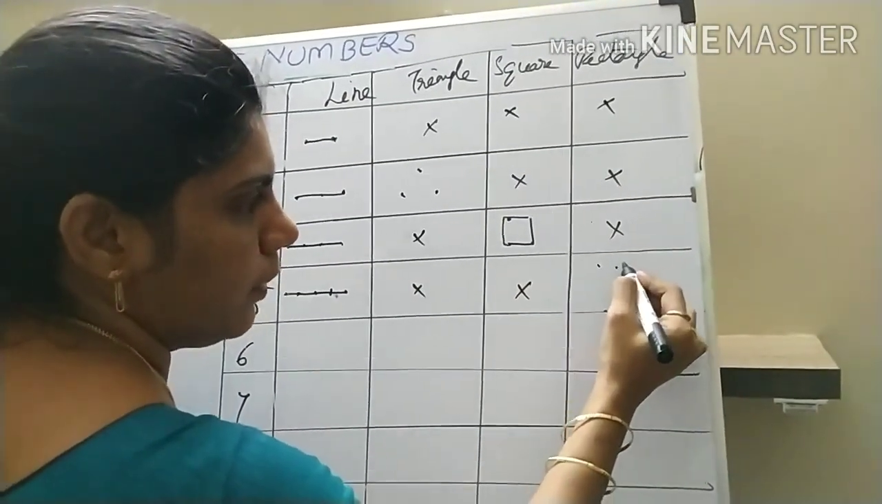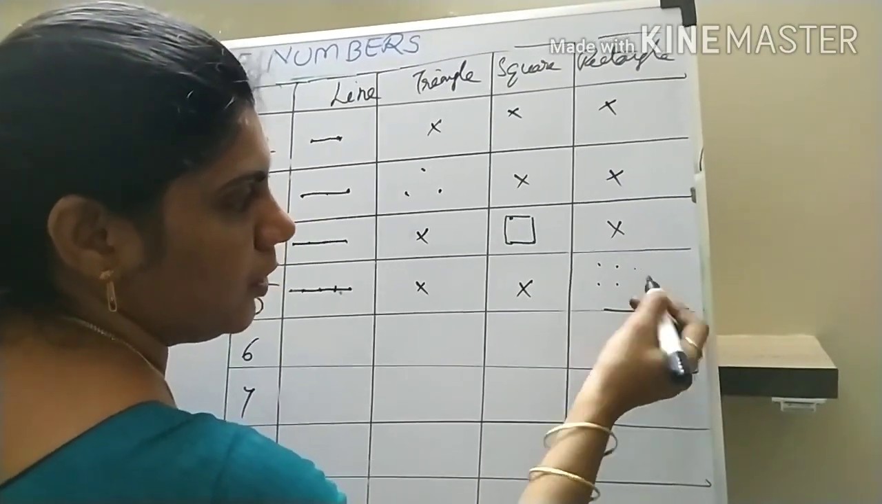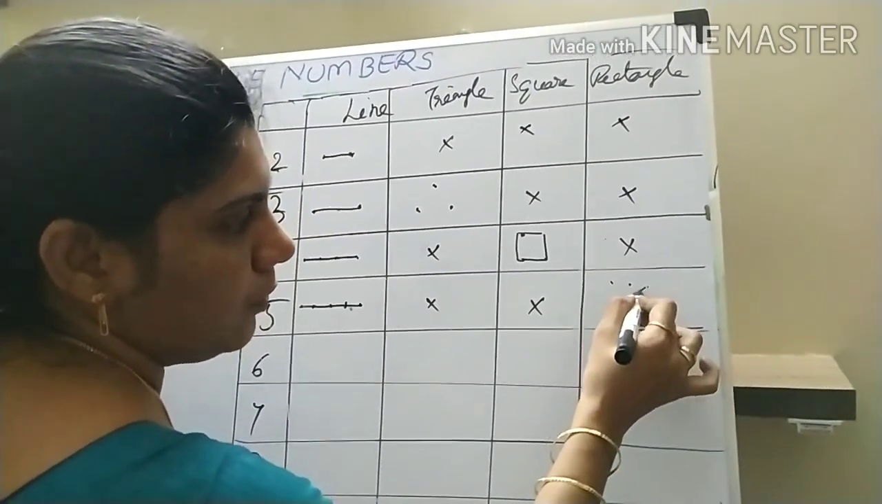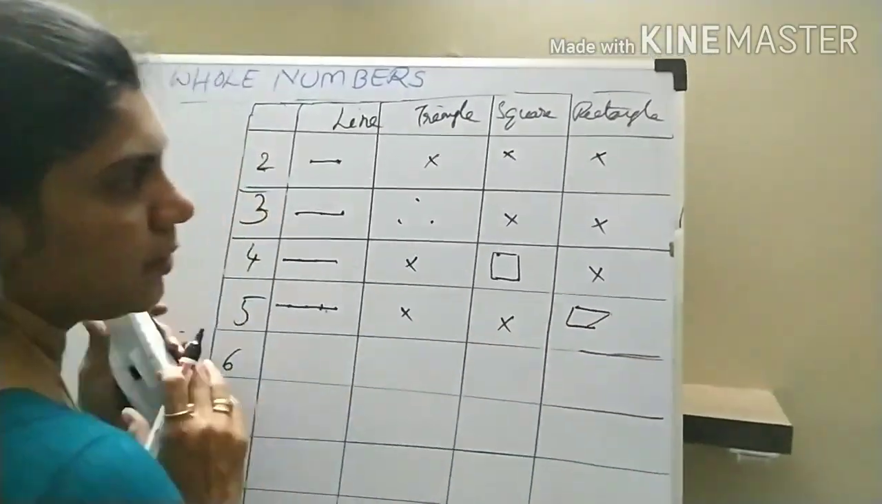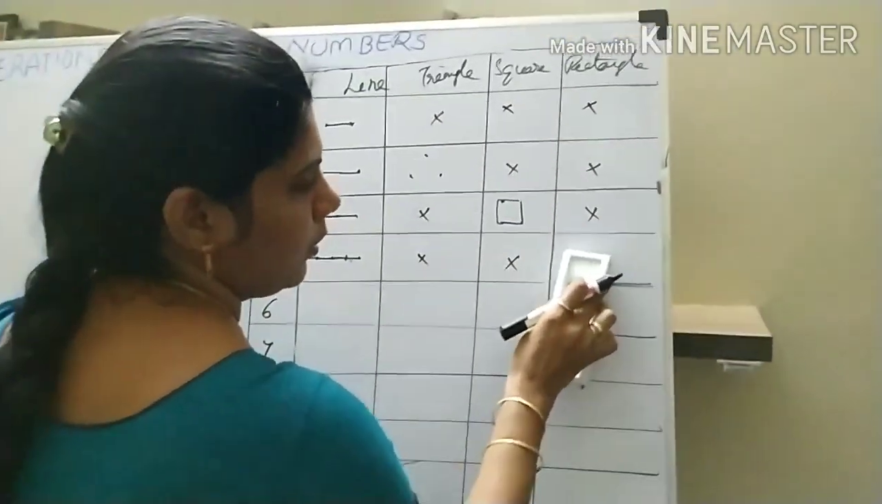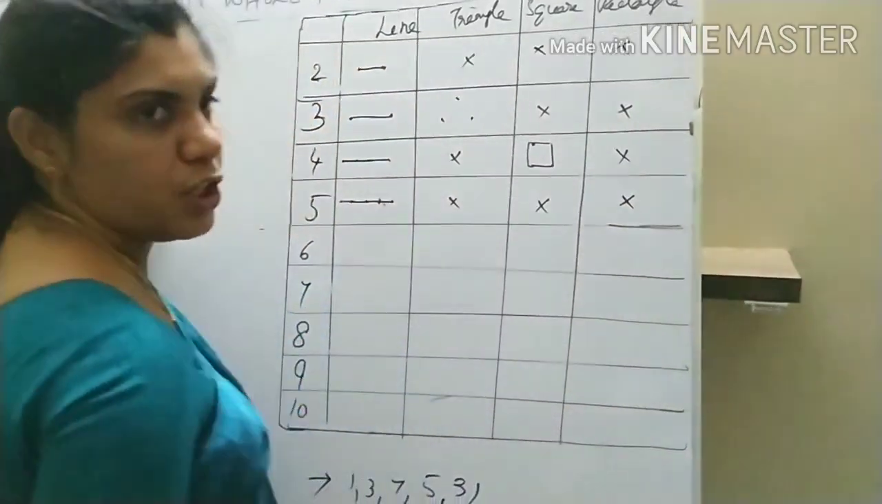Whereas, come to this one. So this is also not filled. So this shape is not a rectangle. So this is also not possible. With 5, also not possible.